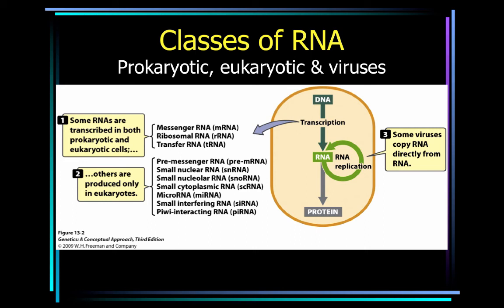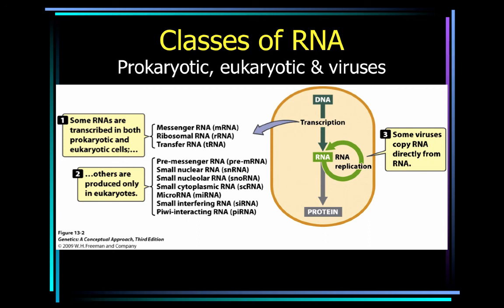All right, so these different classes of RNAs are going to have a lot of different functions, but again, this slide really depicts the RNAs that are going to be involved in transcription and the ones that are going to be involved in translation. So again, messenger RNAs, ribosomal RNAs, and transfer RNAs are probably the ones that you learned about in biology, and these are going to be transcribed in both prokaryotic and eukaryotic cells. The pre-messenger RNAs, small nuclear RNAs, microRNAs, and small interfering RNAs, as well as a few others, are going to be produced only in eukaryotic cells.